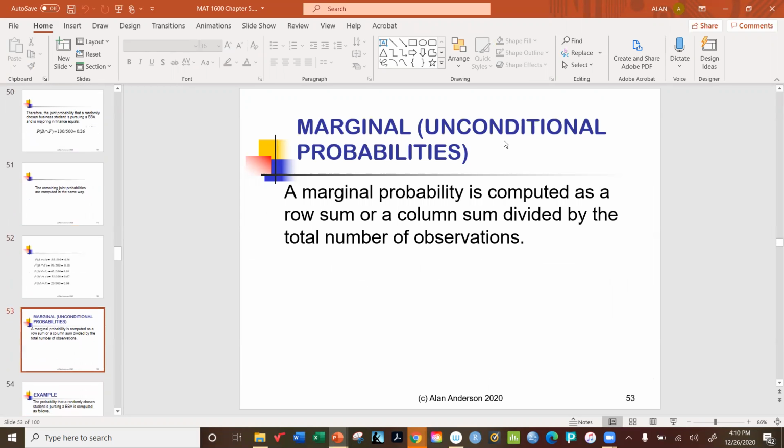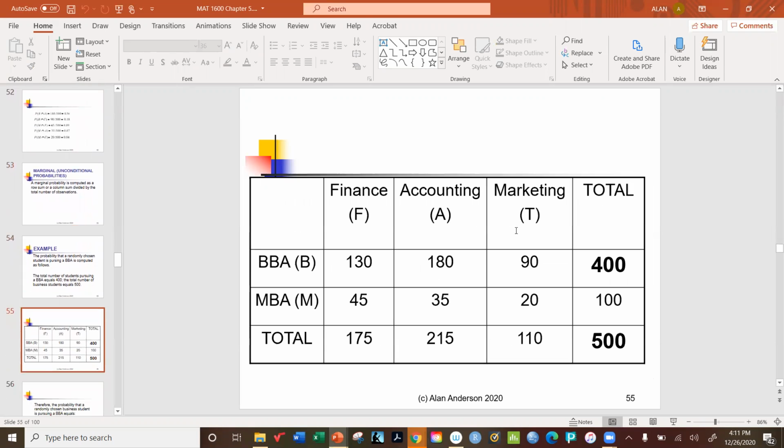Okay, now what about the other probabilities? How about marginal or unconditional probabilities? Well, what are we doing here? We're simply looking at totals. In other words, the unconditional probability that a randomly chosen student is getting a bachelor's degree is 400 out of 500, because altogether we have 400 students working on their bachelor's degree for every major, that is. And then altogether there's 500 students in this student body. So this probability is 400 over 500, which is also 0.8 or 80%.